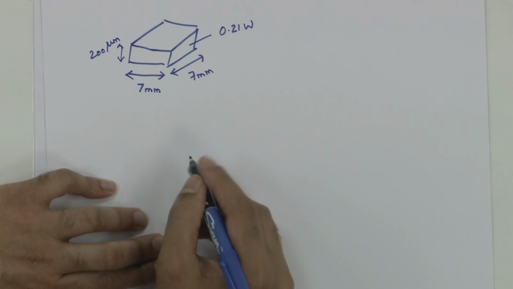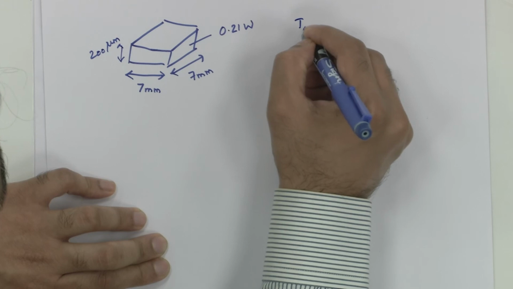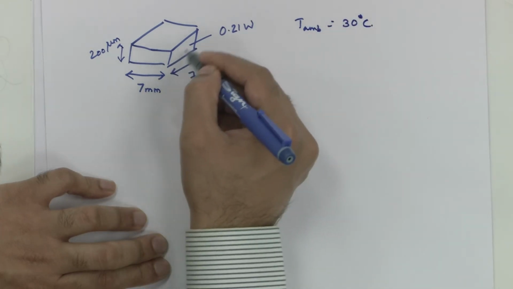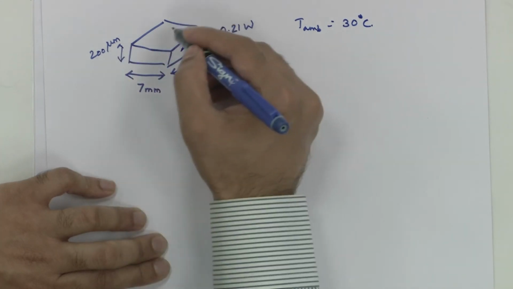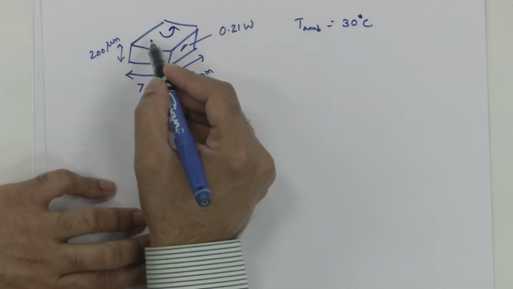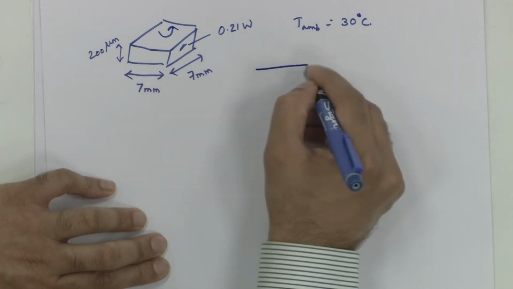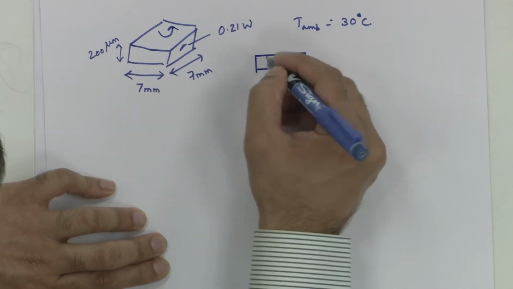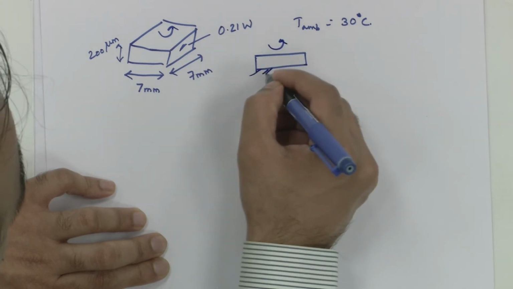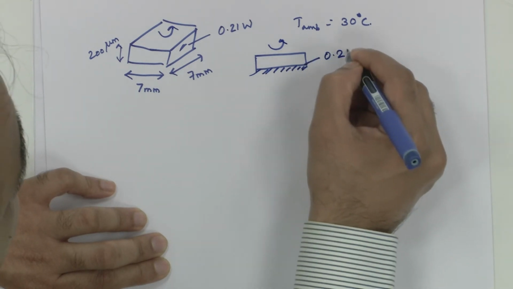Okay, and the ambient temperature is specified as 30 degrees. Because of the 200 micron thickness, we ignore the heat losses from the side, and we assume that all the losses are happening only from the top side, and the bottom is also insulated. If I draw a picture, a 2D cross section, heat transfer is happening only on the top side by natural convection, the bottom is insulated, and this is dissipating about 0.21 watts.